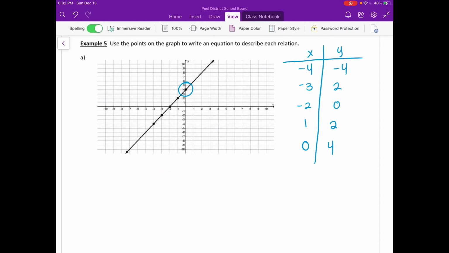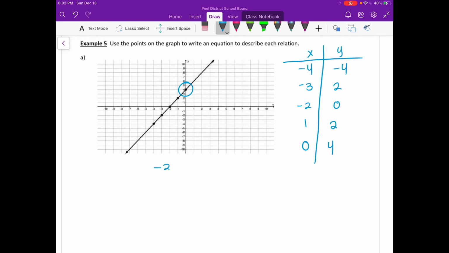Okay, so let's see if it works for the next one. Let's see if it works for -3 times 2 plus 4. -3 times 2 plus 4. Yep, that makes sense. Right? -3 is at -2, so that makes sense. And let's try with 2 times 1 plus 4. Or sorry.